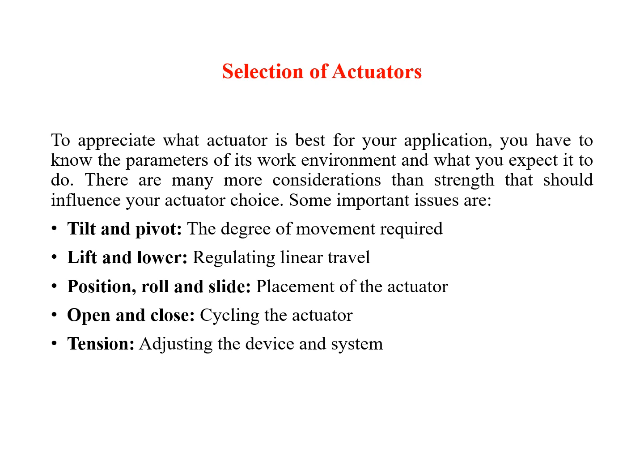The next, lift and lower. This refers to the linear movement either up or down of an actuator, and it is important for applications involving vertical displacement. The next characteristic is position, roll and slide. These terms describe the placement and movement of an actuator, whether it is stationary, rolling or sliding along a track or a surface. Then the next characteristic is open and close.